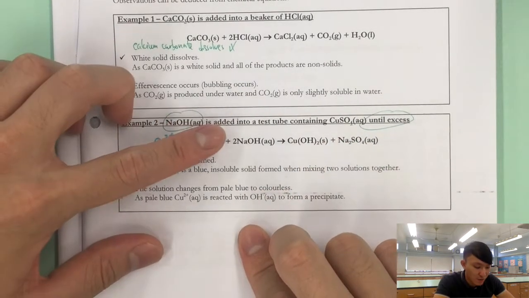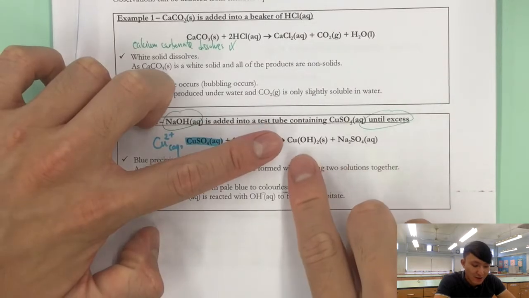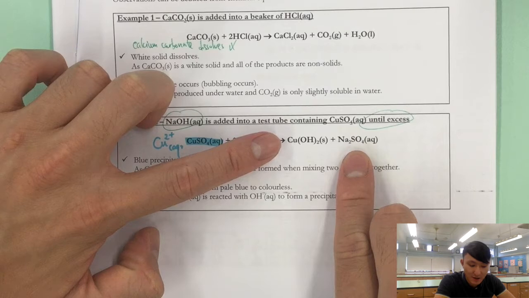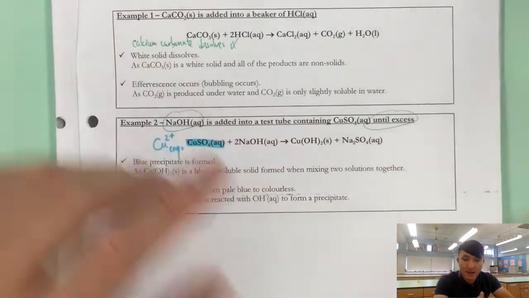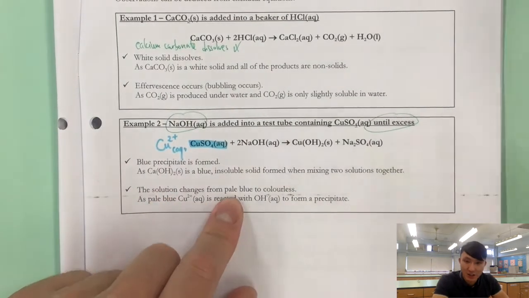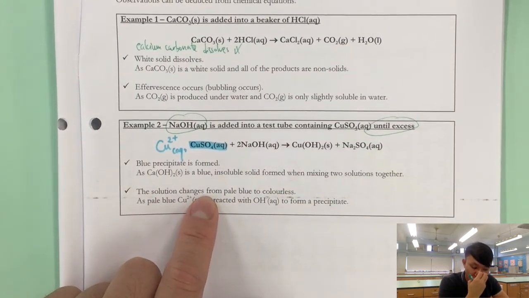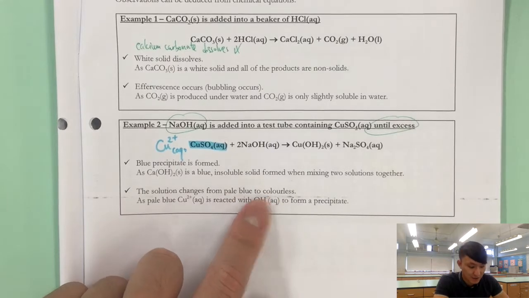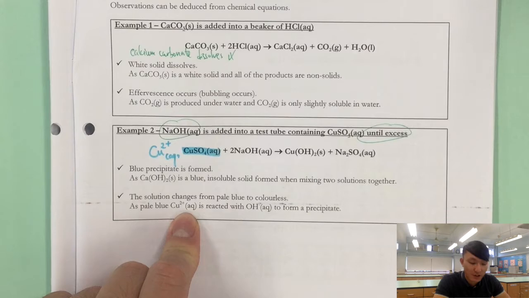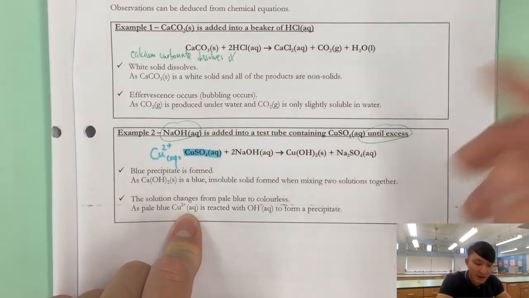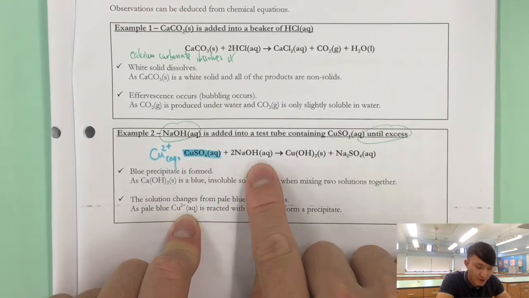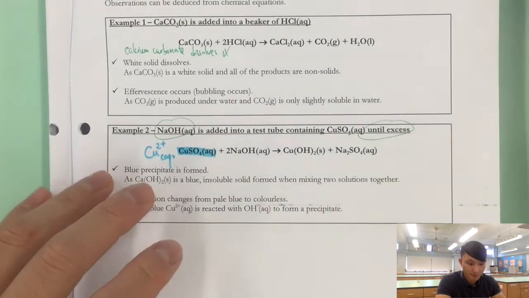So when there is no more copper(II) ion, when we only have copper(II) hydroxide precipitate, sodium sulfate, which is colorless, and also excess sodium hydroxide, then the resulting solution should be colorless. That's why when it comes to color change, we will say that the solution changes from pale blue to colorless. So this is how we can deduce the observation from the equation, looking at the physical state and the color of the chemical reagent itself.